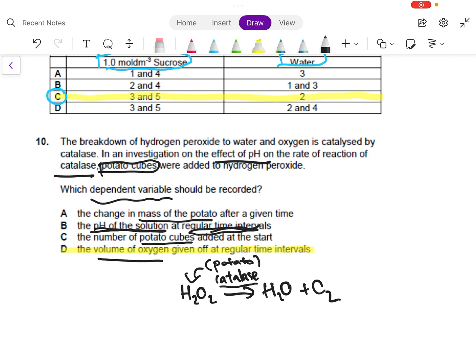It therefore is the volume of oxygen that you want to measure at various time intervals. The more oxygen is produced, you know that the reaction is going faster. The less oxygen produced, the reaction is going slower. So D is the best answer.